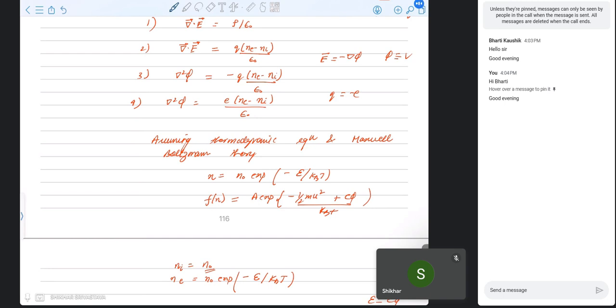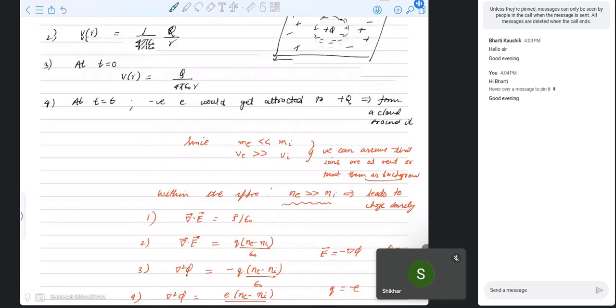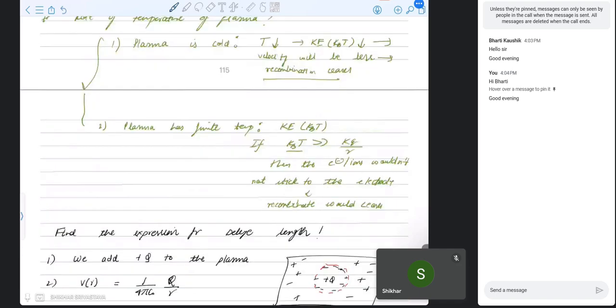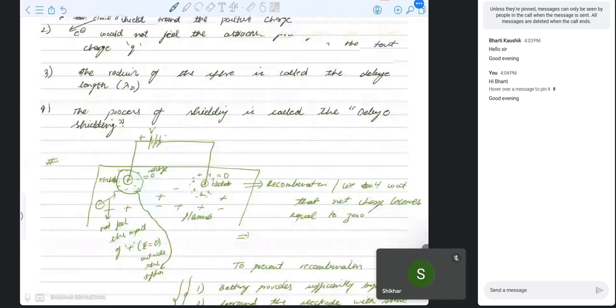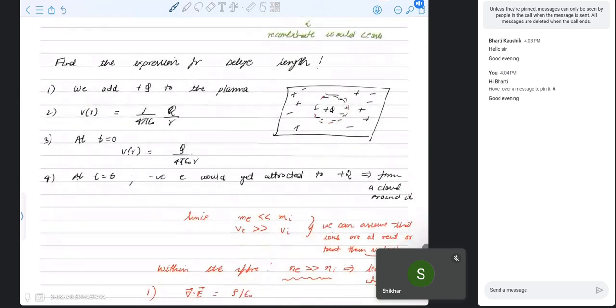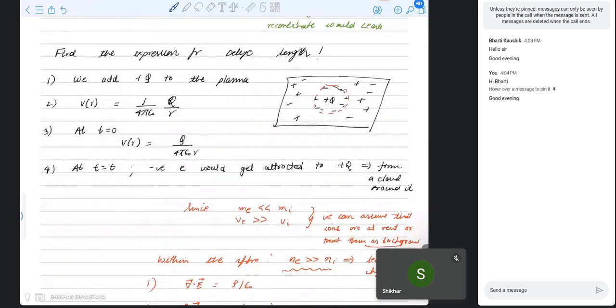Okay, so I will just start. Last class, you were not there, so what I did is that I started plasma physics. I briefly started plasma physics, so I will just go through it once again for 5-10 minutes, and then I will start with today's class.